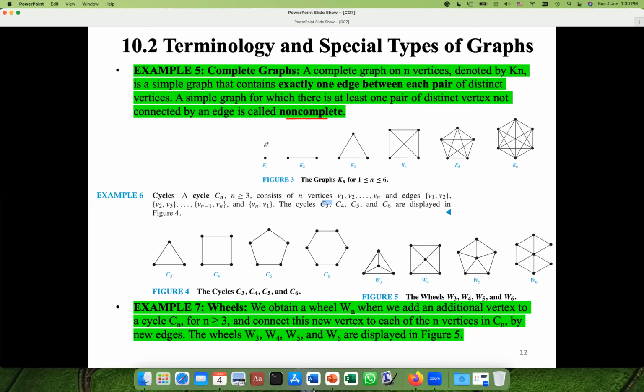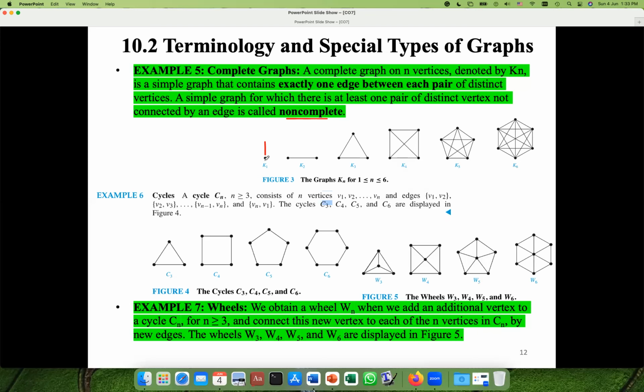Anyhow, these are the examples. If n is 1, which is the number of vertices, can we draw a complete graph? Yes, K1, only one node. When n is 1, it means one node. So draw that one node and there is no edge. Is that a complete graph? Yes.